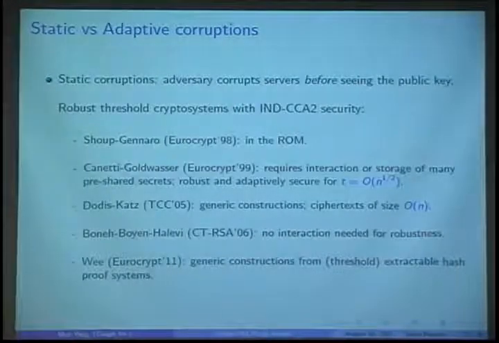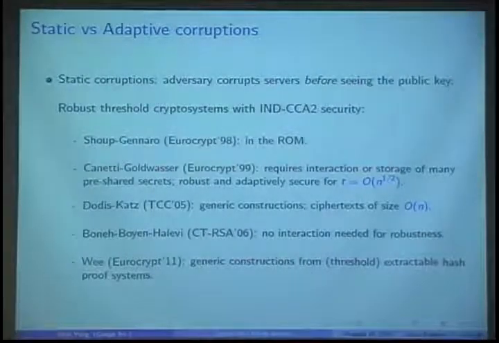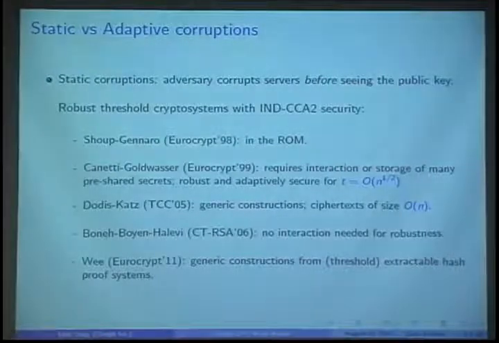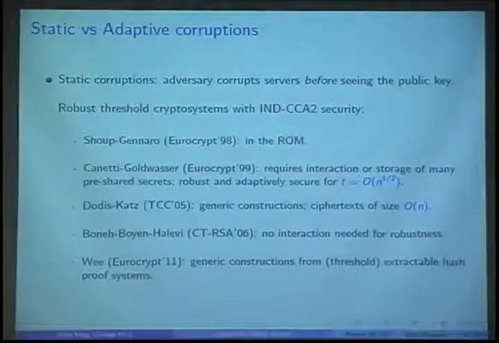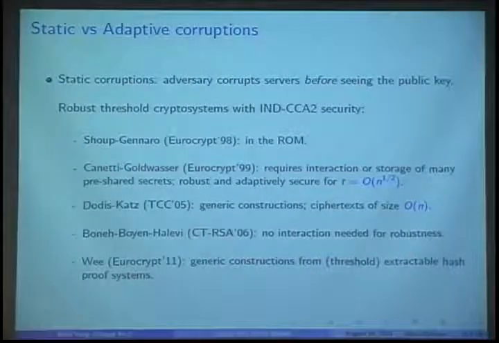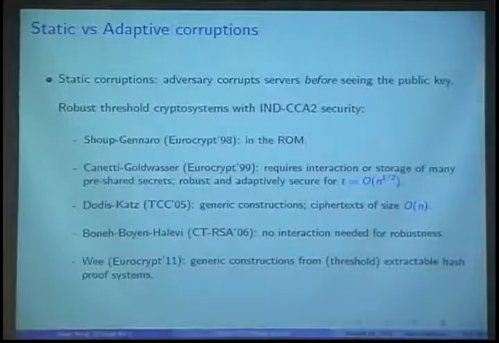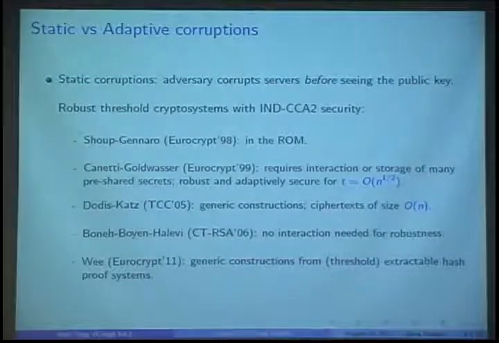Okay, so one thing that we deal with here, and this was bothering me for a while, is static corruption versus adaptive corruption. Adaptive corruptions are corruptions during the protocol and based on the entire history of the protocol and so on.